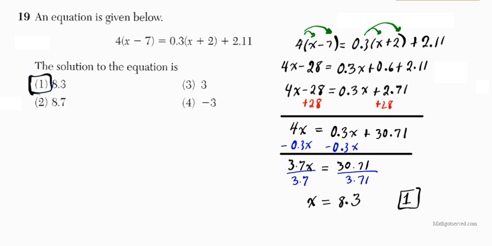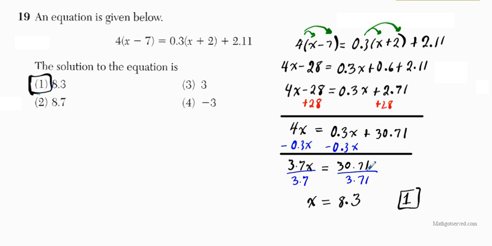All right, for question 19, we have to find a solution to this equation with variables on both sides. So what we do is, first of all, take care of that parenthesis because it makes the problem look really complicated. So we distribute the 4 and the 0.3 appropriately, and then we want to have all the x's on the left and all the numbers on the right side. Okay, so to simplify the whole process, I combine these two constants on the right to yield 2.71. And then I move the 28 to the right and then the 0.3 to the left. So we have 3.7x equals 30.71.